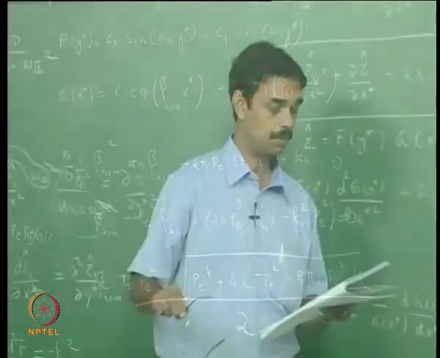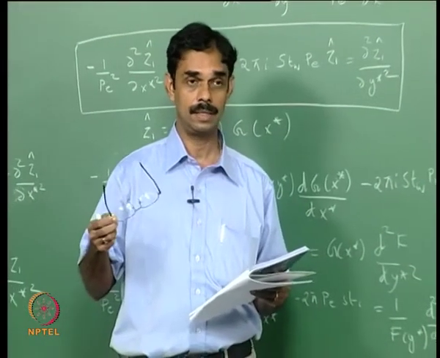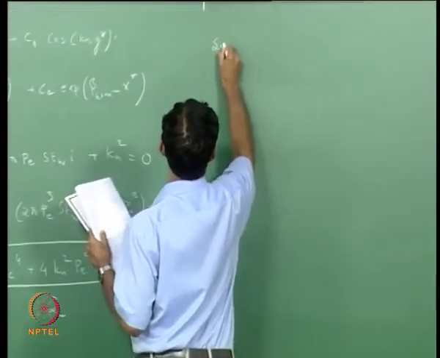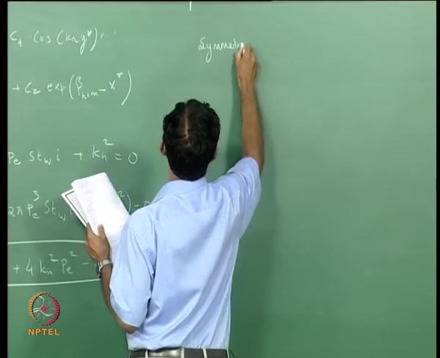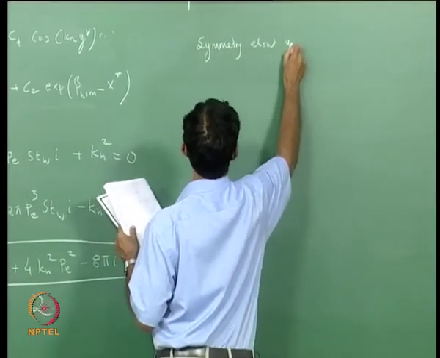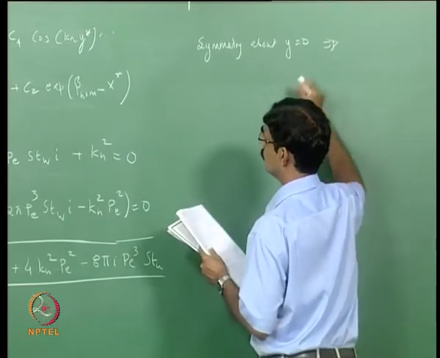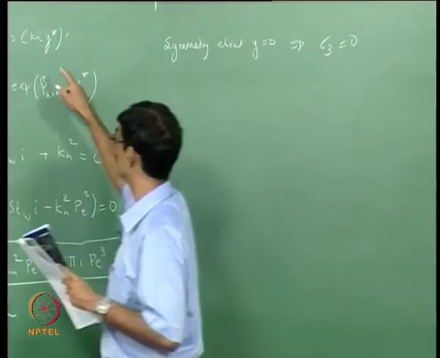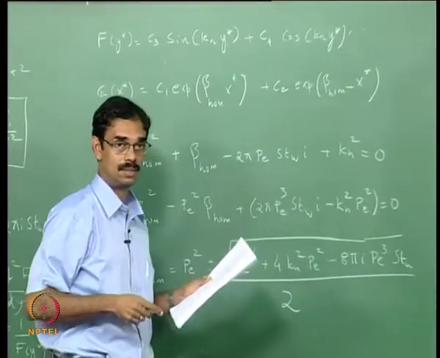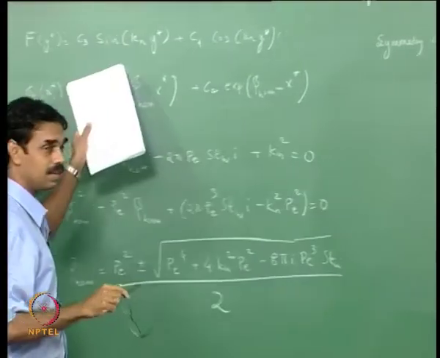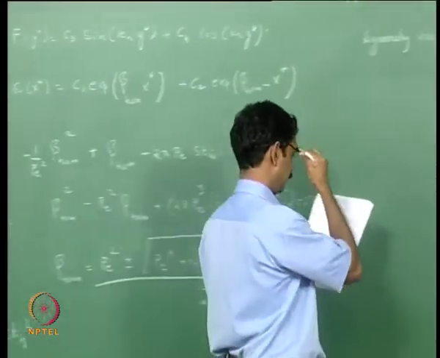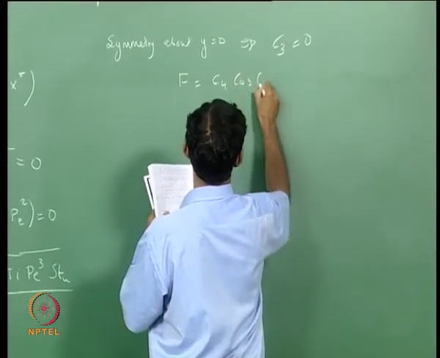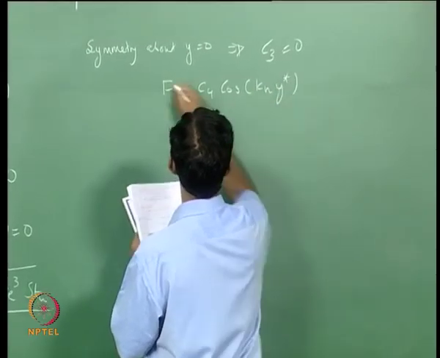So we will now apply the boundary conditions. We have a symmetry condition about y equal to 0, so we will apply that first. This will give C3 equal to 0. Cos is a symmetric function, sine is not, so we wipe out, or you can calculate the derivative, put it 0, you will get the same thing. So your f would be C4 cos kn y star.